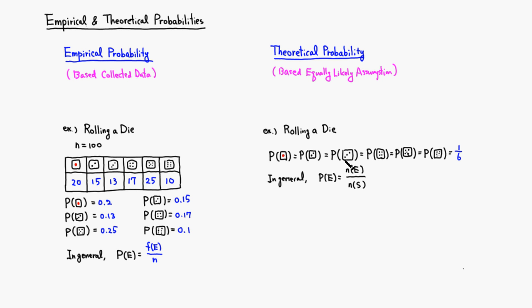All right. So the biggest difference is that empirical probability is determined based on collected data, and theoretical probability is going to be based on the equally likely assumption. From now on, unless indicated, we're going to do theoretical probability, but there will be some problems involving empirical probability as well. All right, that's it.